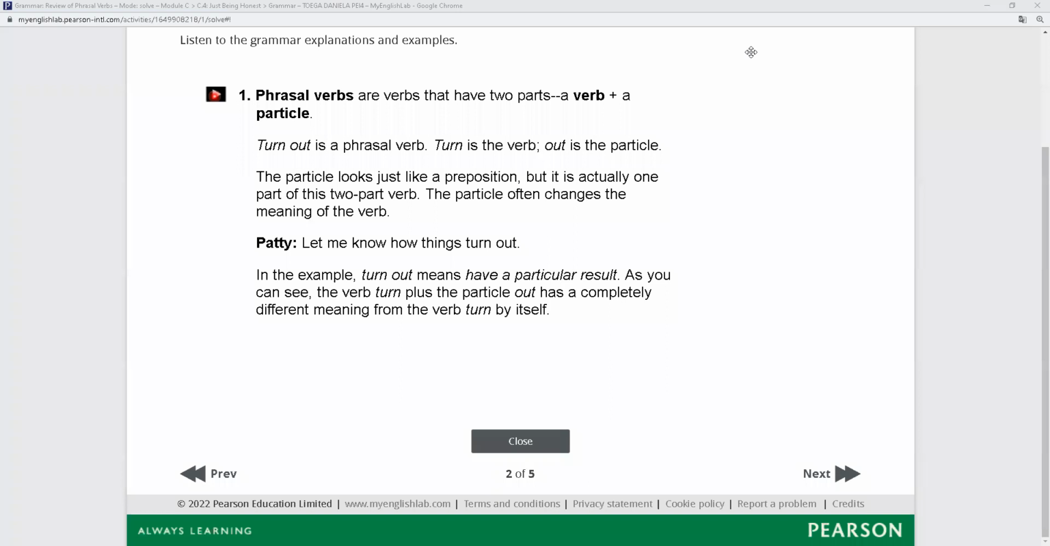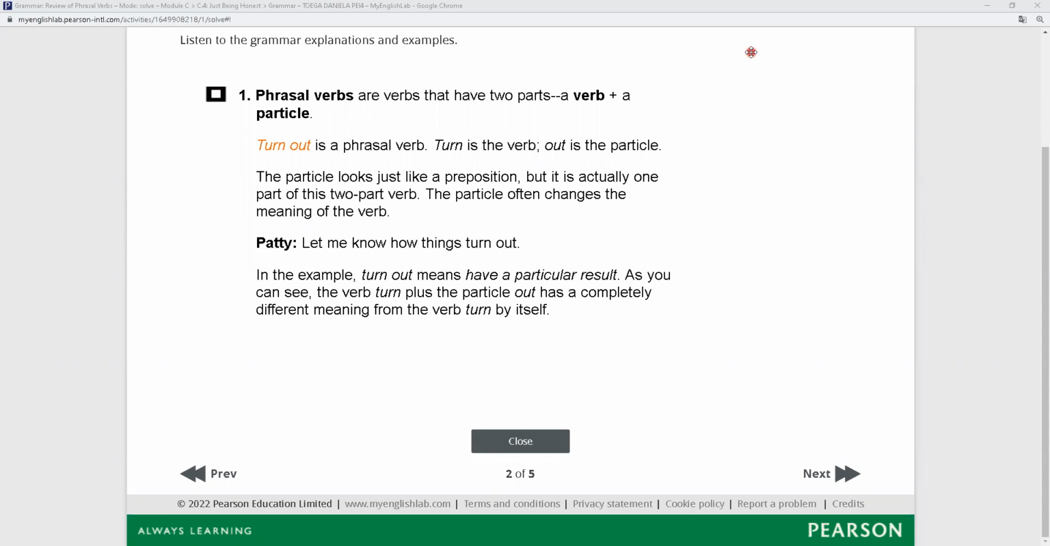Phrasal verbs are verbs that have two parts, a verb plus a particle. Turn out is a phrasal verb. Turn is the verb. Out is the particle. The particle looks just like a preposition, but it is actually one part of this two-part verb. The particle often changes the meaning of the verb.